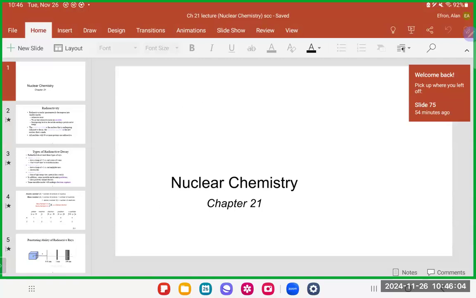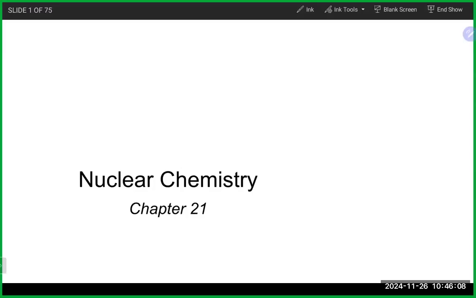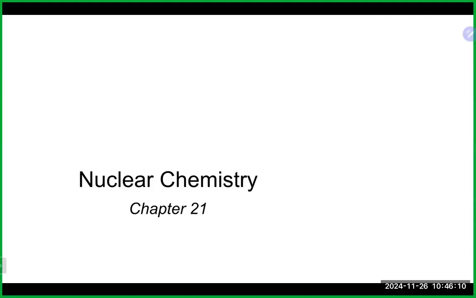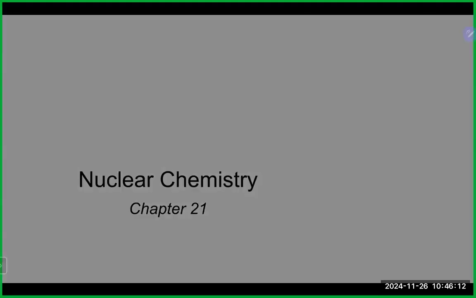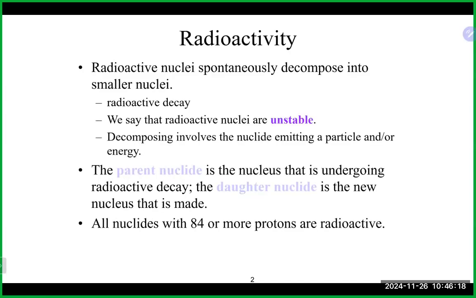All right, so the last chapter we're going to talk about here is nuclear chemistry. And in nuclear chemistry, it has to do obviously with radioactivity. So let's talk a little bit about radioactivity here. Radioactive nuclei will basically decompose into smaller nuclei in a spontaneous process. That is what is referred to as radioactive decay.